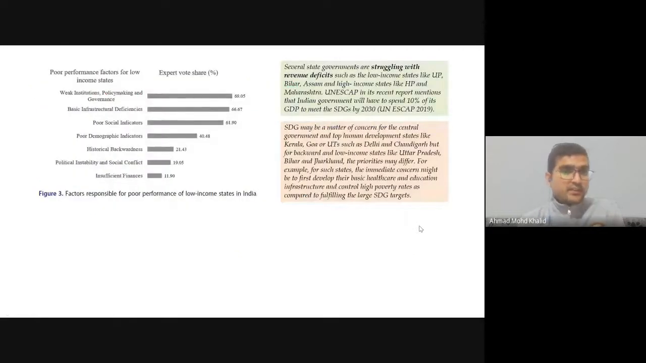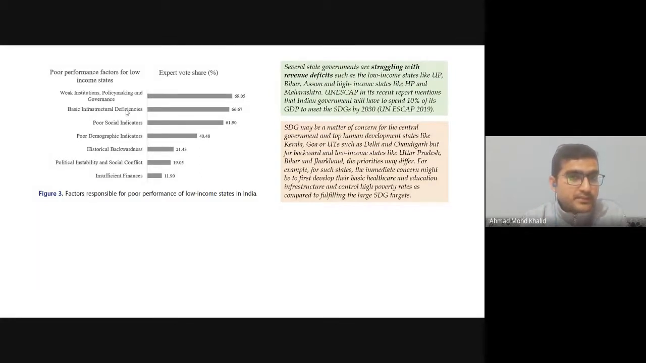And in this figure, for example, one of the questions the survey asked was what is the reason for poor performance of low income states in India. Low income states, I'm talking about Jharkhand, Bihar, Uttar Pradesh, Madhya Pradesh, Odisha. So don't take it otherwise. If somebody is from these states, I'm from UP, so I don't mind that. Please, it's just a part of the research I'm showing.